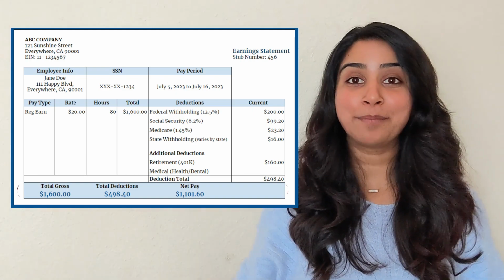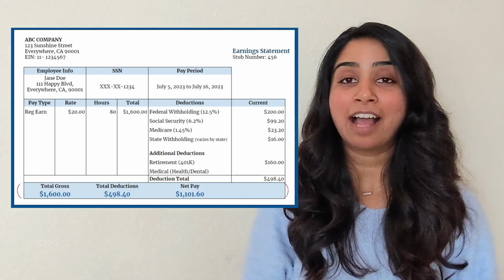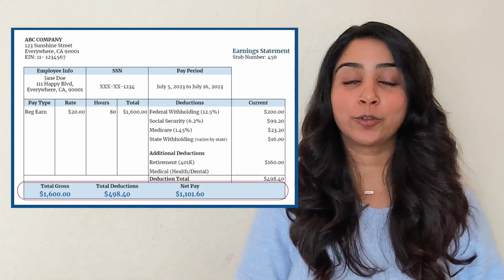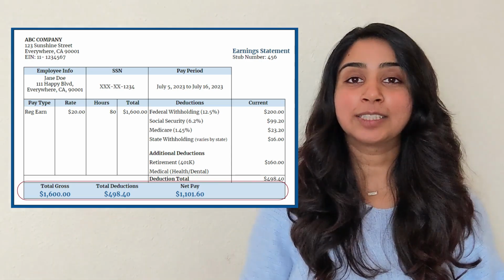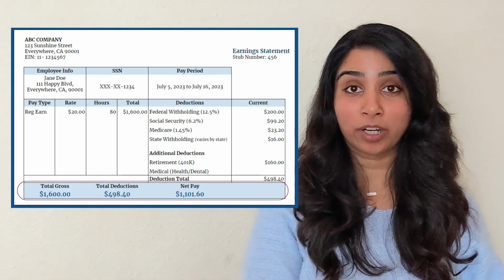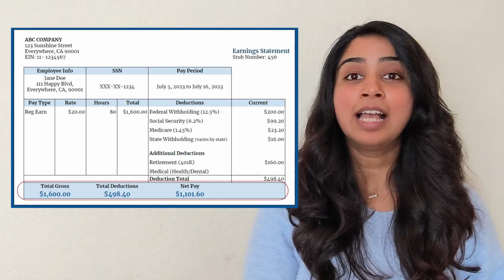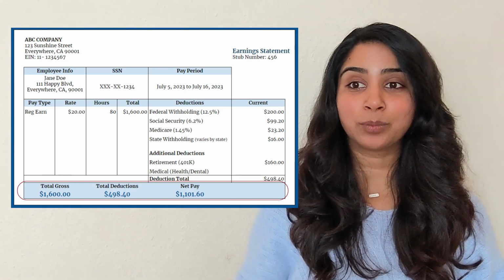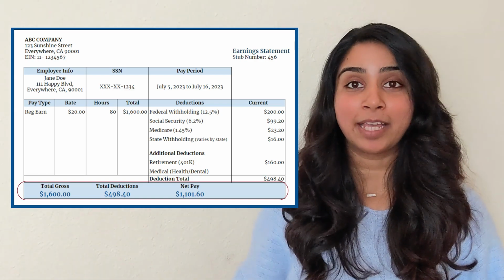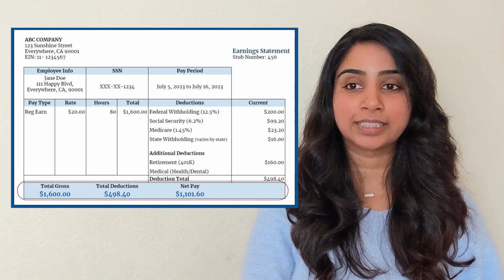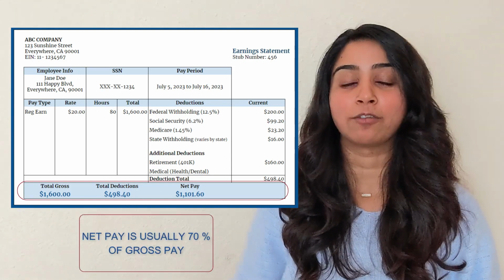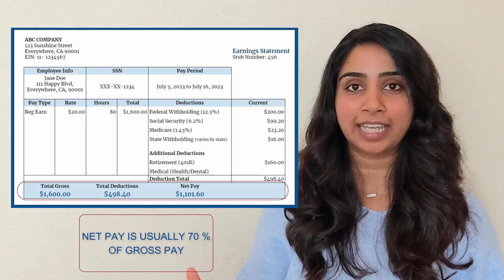All right, moving right below that is the snapshot summary. Every pay stub has this kind of summarized view of your gross pay, your total deductions, and your net pay. So our gross pay is our hourly rate multiplied by the amount of hours we worked. So in this case, it was $1,600, minus our deductions, which was $498.40, and then our net pay, which is $1,101.60.